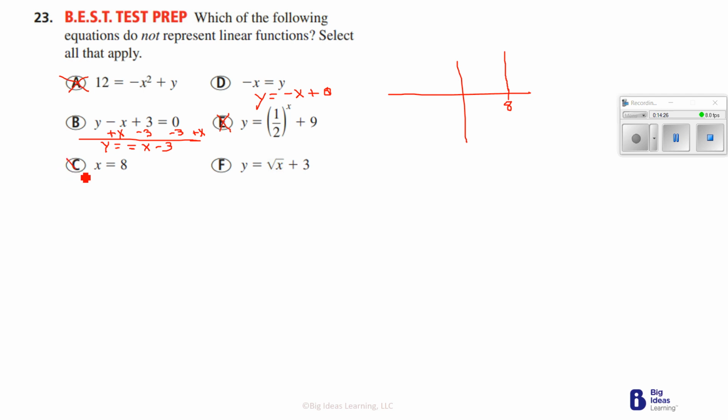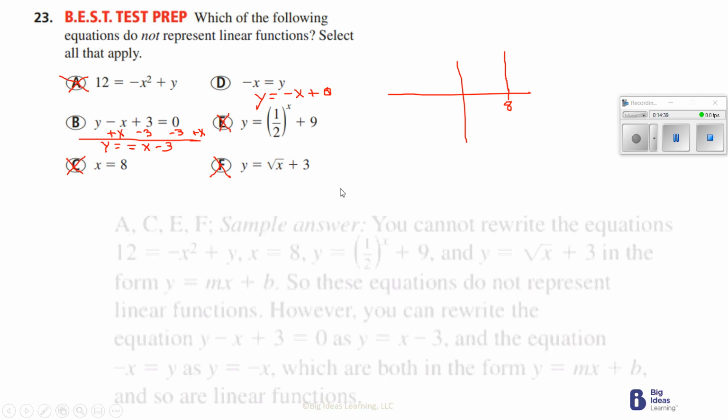That is not a function. It doesn't pass the vertical line test. And then we have f. It's the square root. This is not going to be a function. The only ones I think are functions are d and b. I could be wrong. Let's find out.